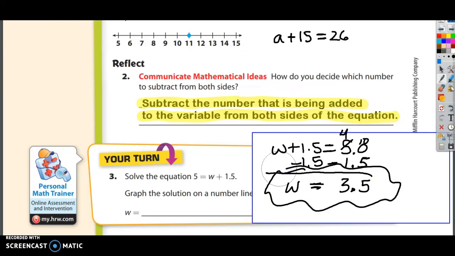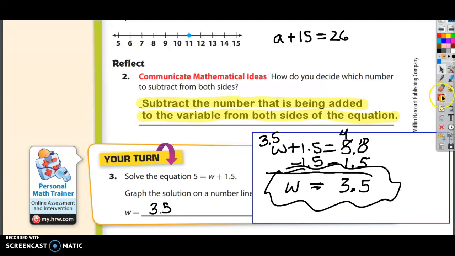And that should actually make sense, because if I take this w out and put in 3.5, what's 3.5 plus 1.5? Well, my 3 plus my 1 is 4, but my 0.5 and my 0.5 is another 1. If I think about it this way, 0.5 and 0.5 is half each, and 2 of those makes a whole. So that's 1, plus this 1 is 2, plus this 3 is 5. The total is 5. So I'm going to write on my line here, w equals 3.5.